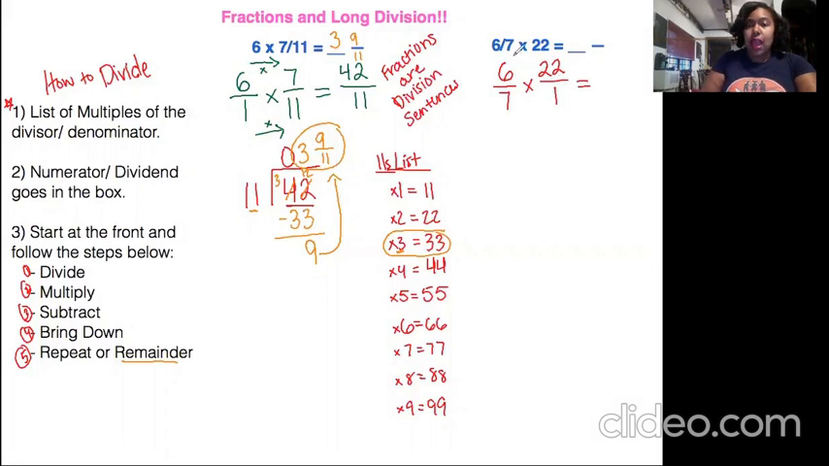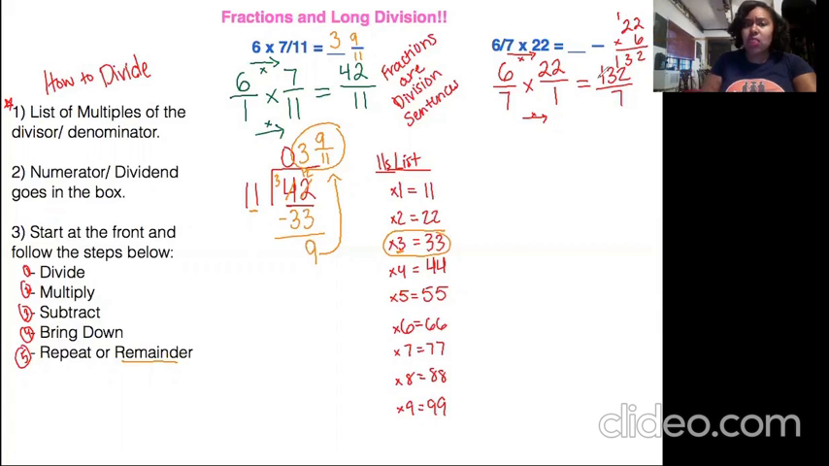All right, now remember that when we're multiplying, we just go straight across. We're going to multiply straight across. 6 times 22. Well, if you need help with that, I'm going to show you how to do that. 22 times 6. So 6 times 2 is 12, carry the 1. Again, 6 times 2 is 12 plus 1 equals 13, right? So our numerator is 132 over, and then down here, 7 times 1, of course, is just 7.